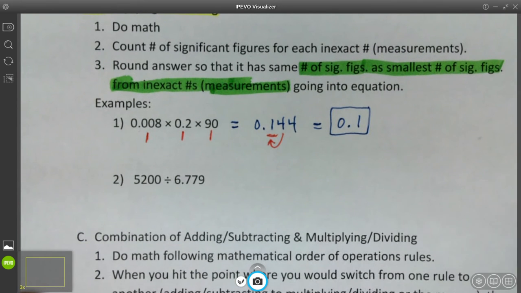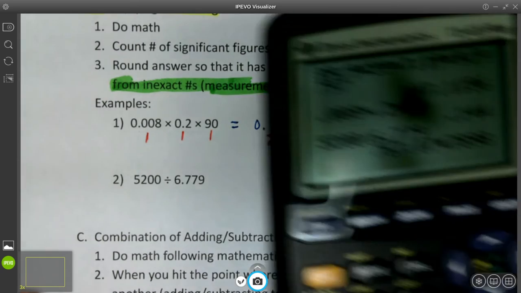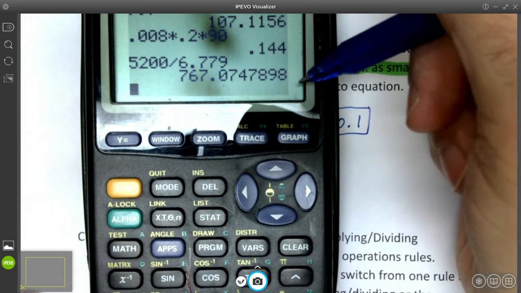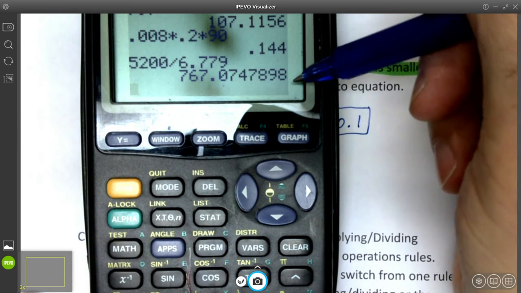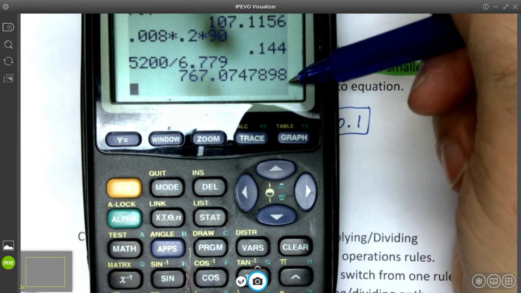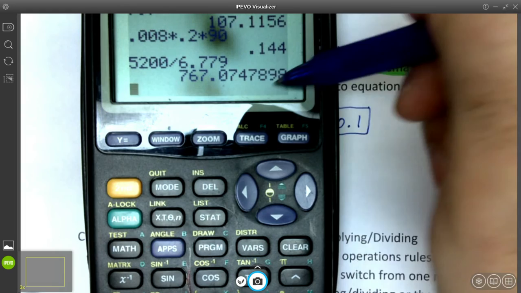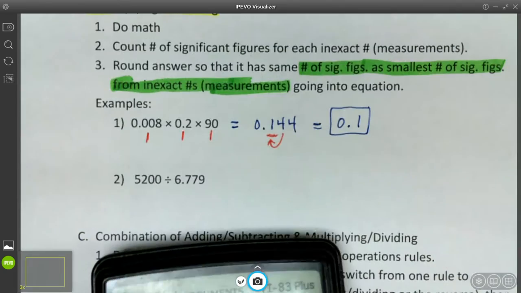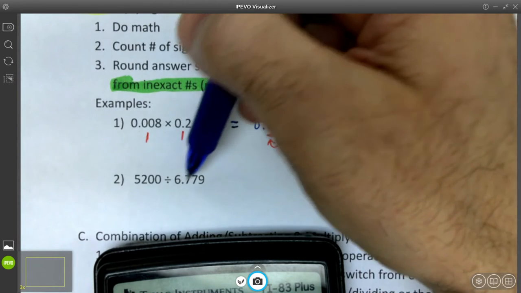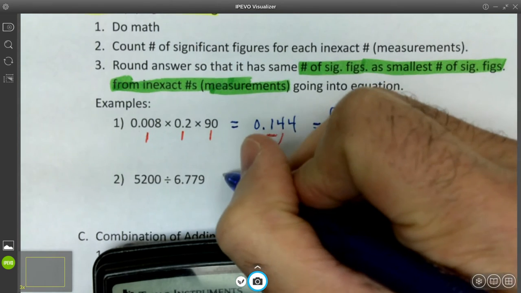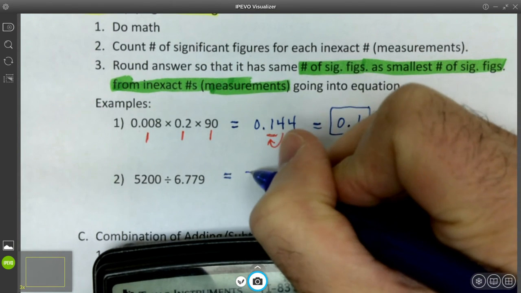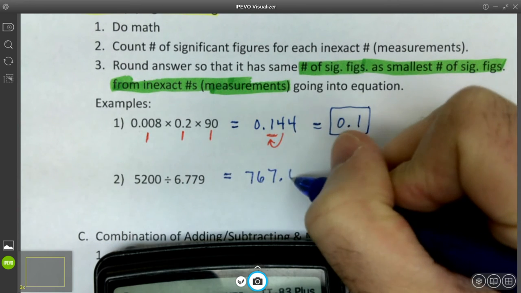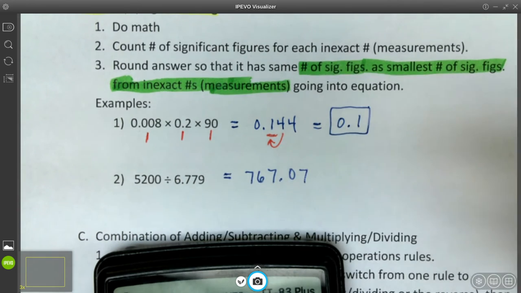Let's look at number 2. Same thing, it'll give us a little better idea. So 5,200 divided by 6.779. As you're going to see on my calculator here, we get a really long decimal. You don't have to write this whole thing out. I would just write out enough of it so you've got enough digits to round to the correct number of digits. None of these even have more than 4 numbers. So something like 767.07, that should be enough.